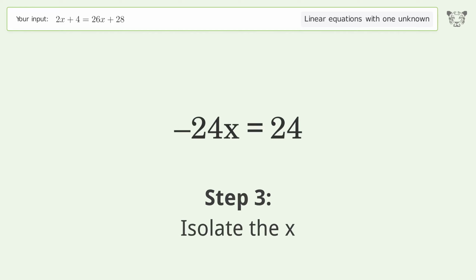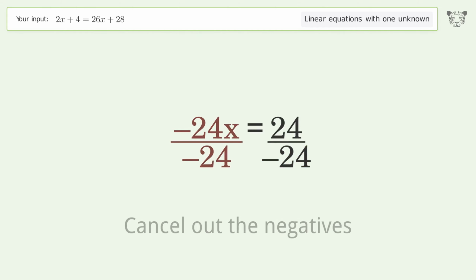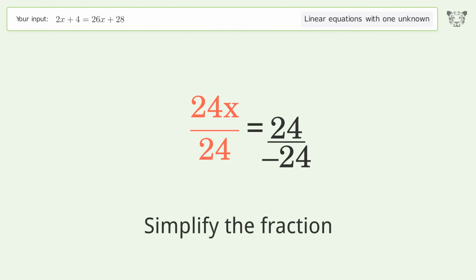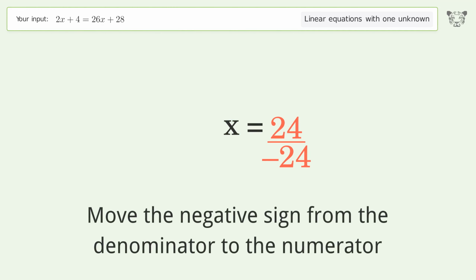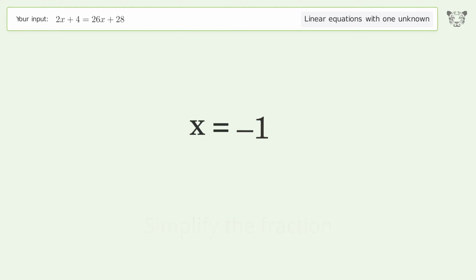Isolate the x. Divide both sides by -24. Cancel out the negatives. Simplify the fraction. Move the negative sign from the denominator to the numerator. Simplify the fraction. And so the final result is x equals -1.